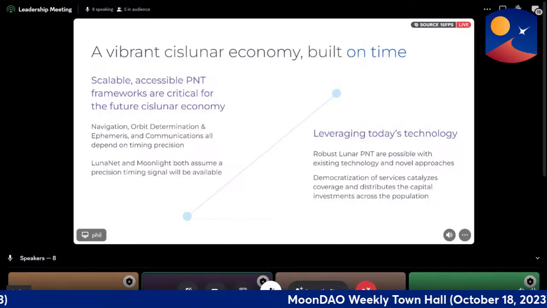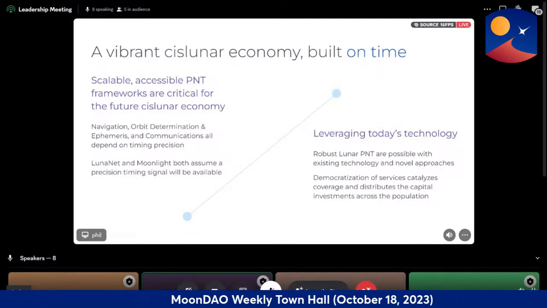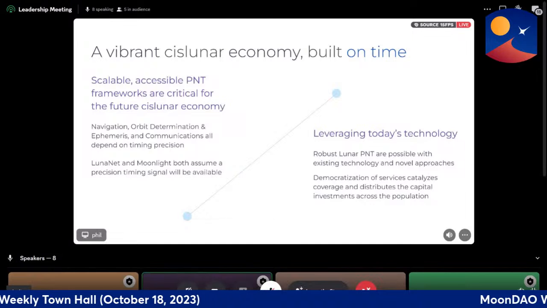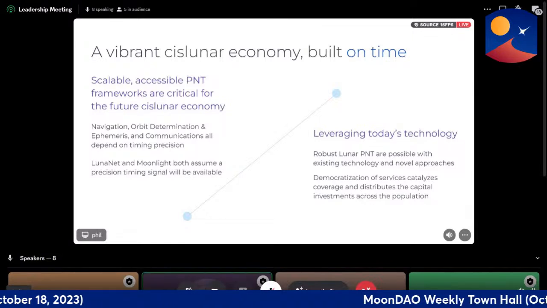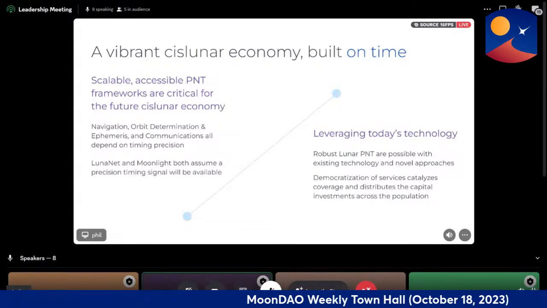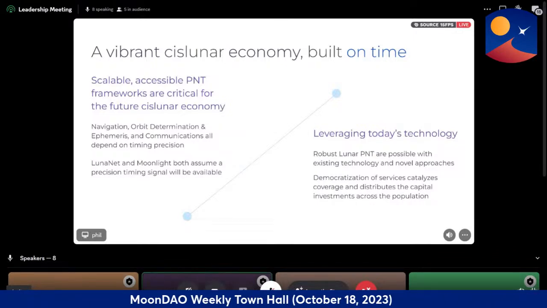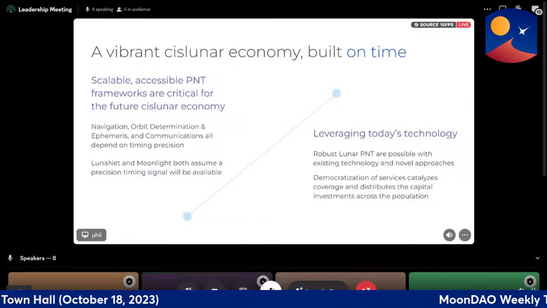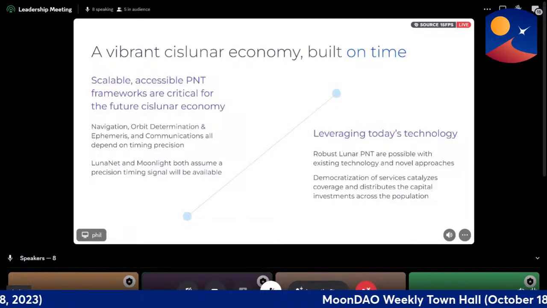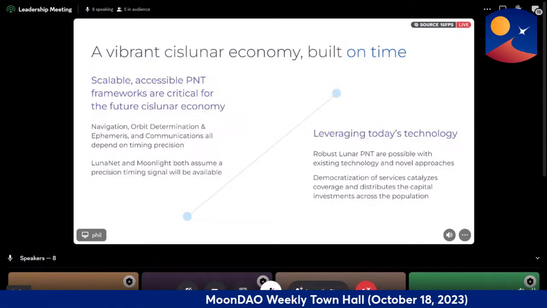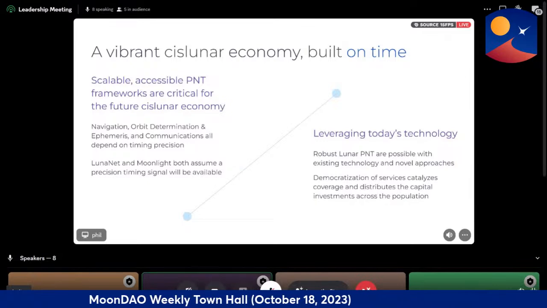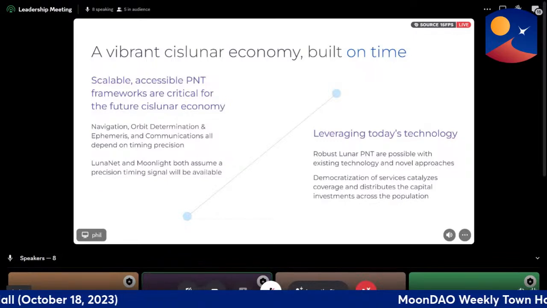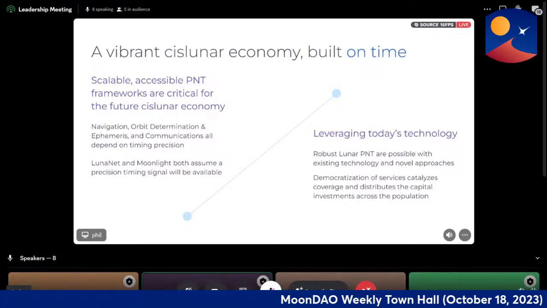Two interoperability standards, LunarNet from NASA and Moonlight from ESA, are published and generally accepted by a lot of missions looking to go to the moon. Both have a stipulation in there that a precision timing signal will be available. And once you have it, here's what to do. But neither of them define the source of that timing signal. So in order to have a scalable and accessible timing framework, we're going to use today's technology to get there.